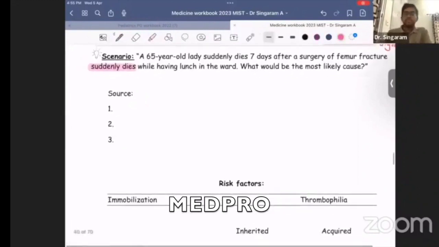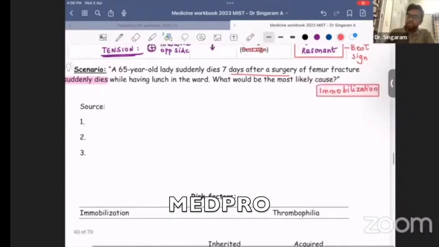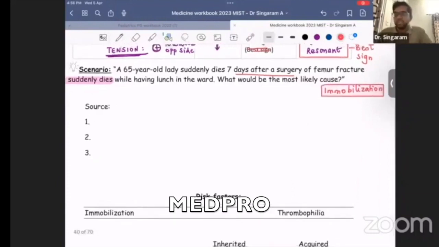This is a sudden death scenario, and look at that history. It is something after a surgery. You know that this is a limb surgery, correct? Fracture of the limbs. So obviously, in the post-operative period, you will immobilize the patient. She cannot walk following surgery on a fractured femur. Very correct. This immobilization itself is one of the risk factors for a condition which can cause sudden death.